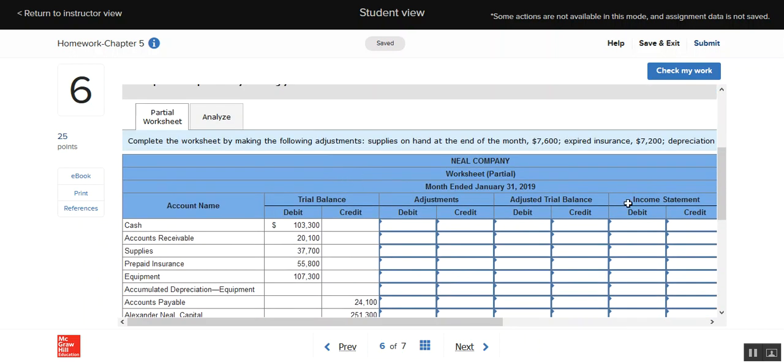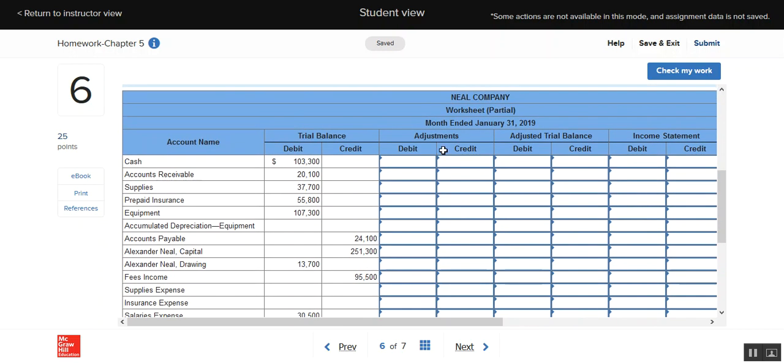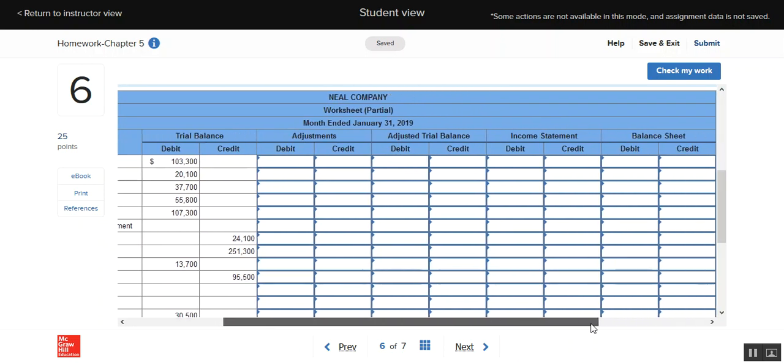If we look farther to the right in the worksheet, you'll notice many more columns, and these columns come in sets. So you'll see a debit and a credit, a debit and a credit, debit and credit, and if we were to scoot over, there's a final debit and a credit. So you're going to work this worksheet in terms of sets of columns, and you're going to work down through a set and then move over and move down through the next set.